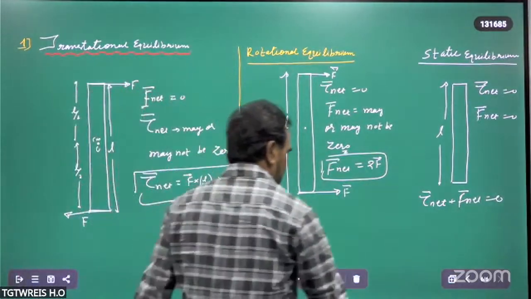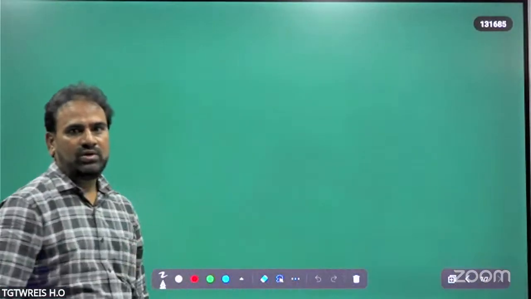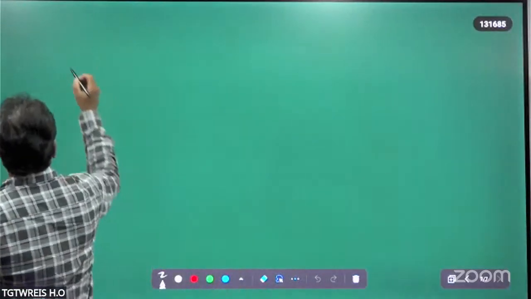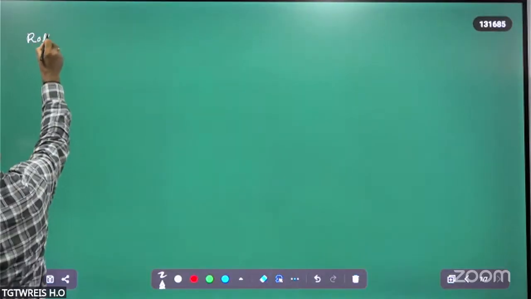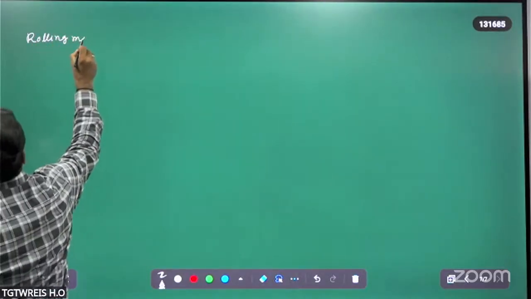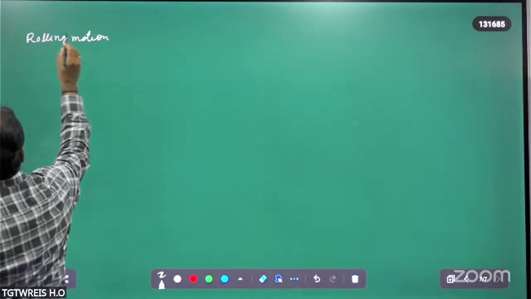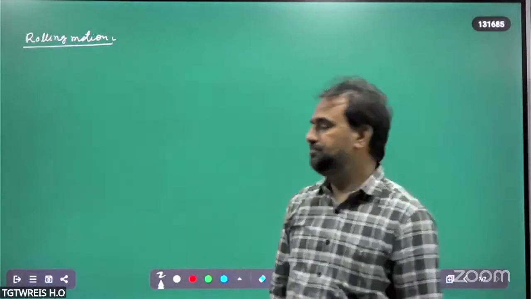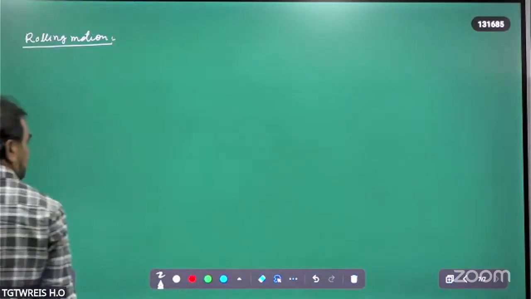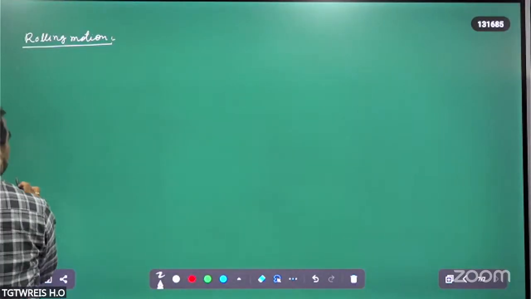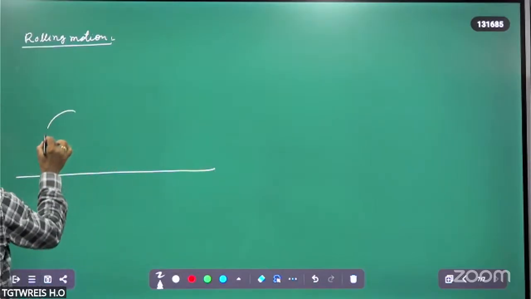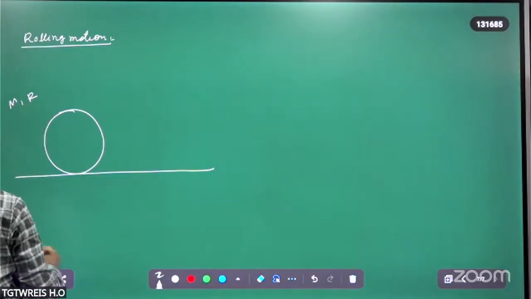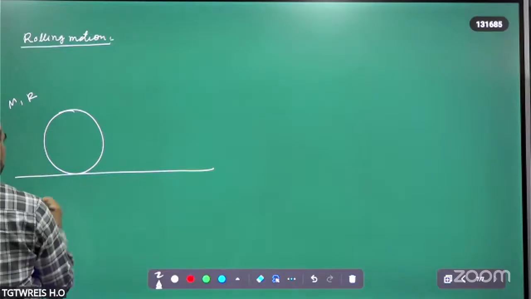Okay. Next, the next concept is the rolling of a body. This is a very, very important rolling motion. What is the rolling motion of a body? Rolling motion means, suppose consider a disc. This is a disc, this disc has a mass m and radius r, which is in contact with the surface.